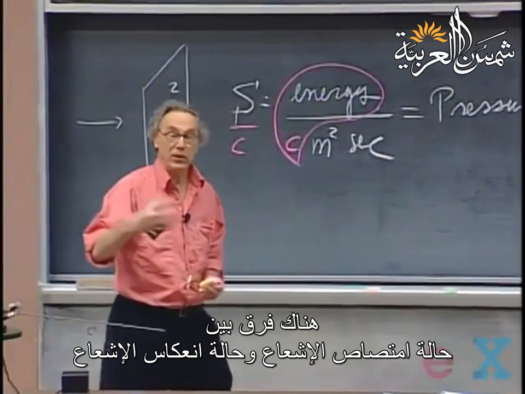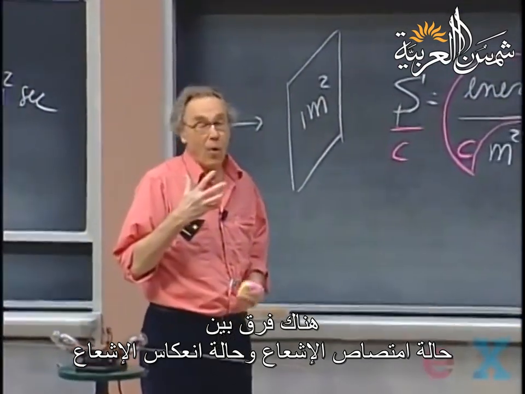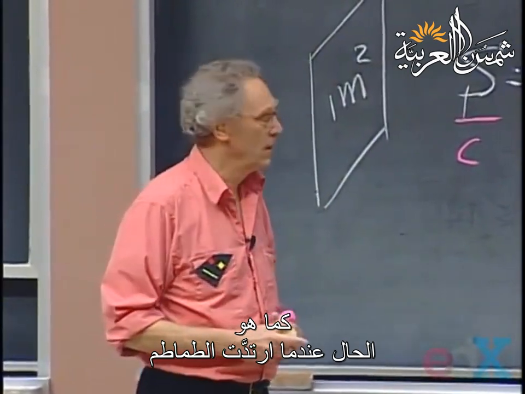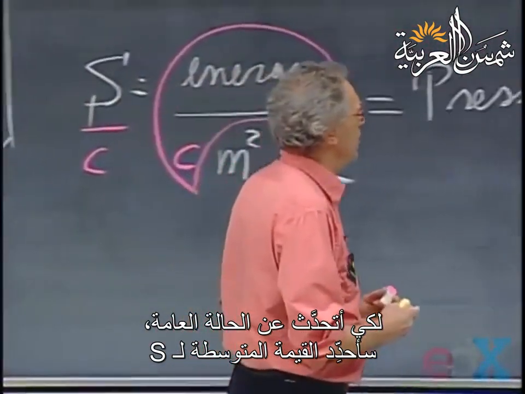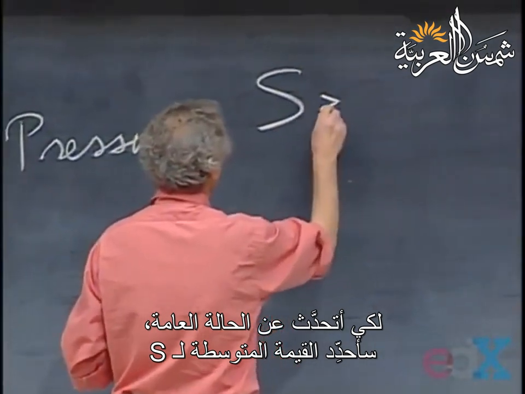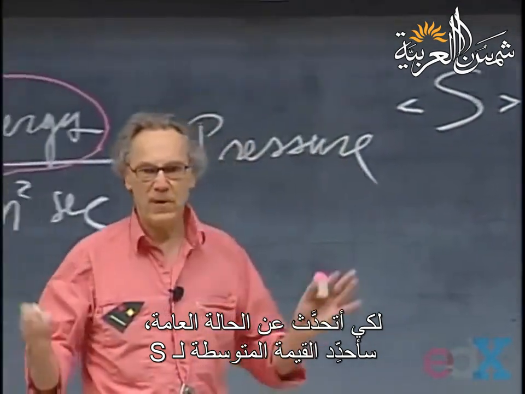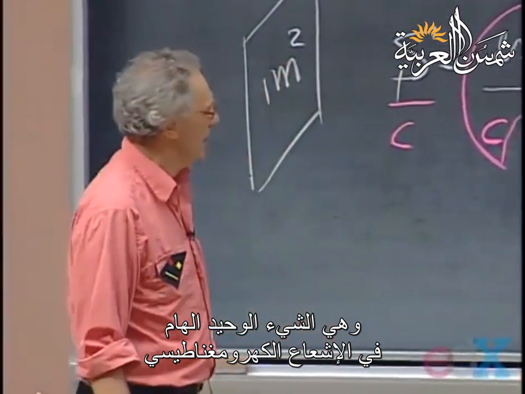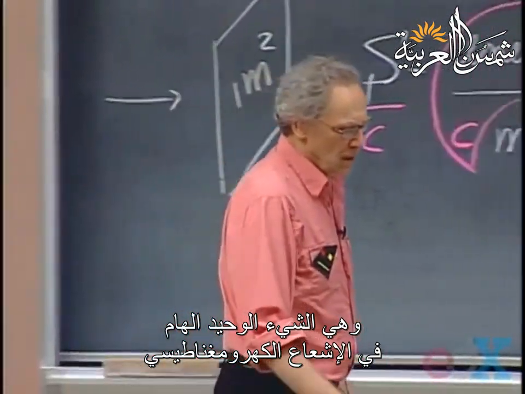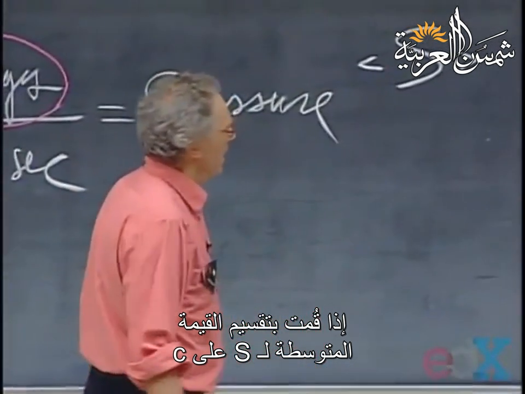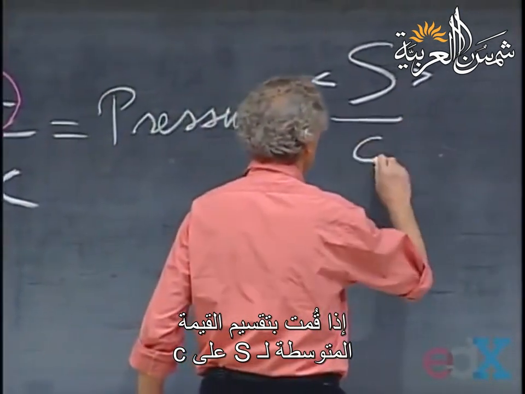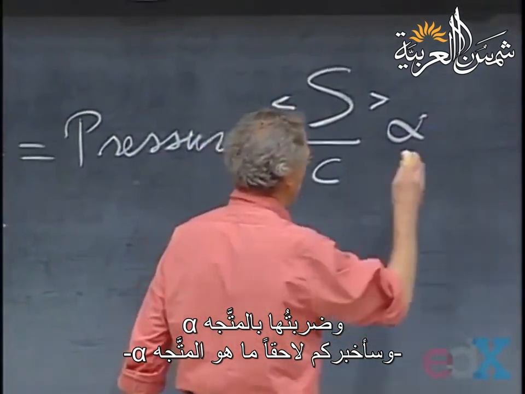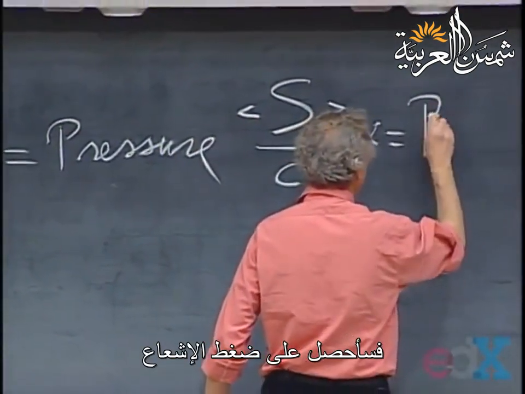It makes a difference whether the radiation is absorbed or whether you are capable of reflecting that radiation, just like with the tomatoes. If I'm trying to be as general as I can, let me first specify the mean value of S. That's the only thing in electromagnetic radiation that was measured. If I divide the mean value by c and multiply that by a factor alpha, I'll tell you shortly what alpha is, that is now the radiation pressure.